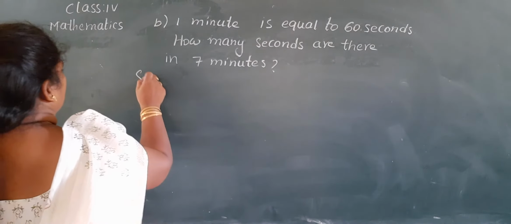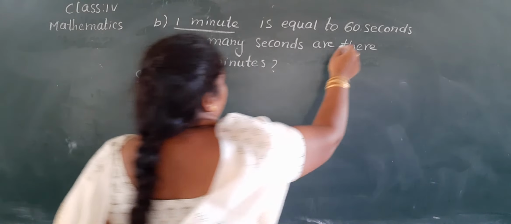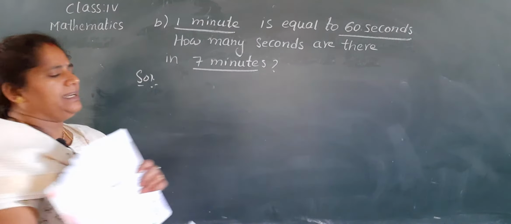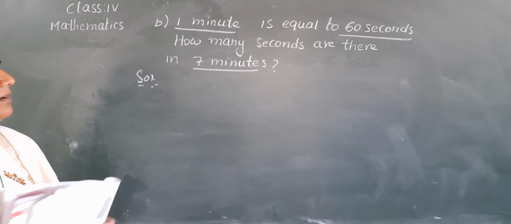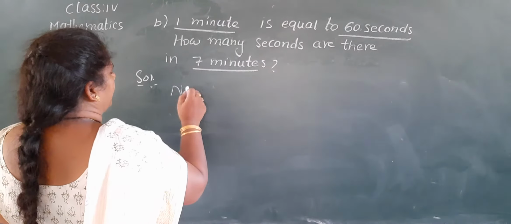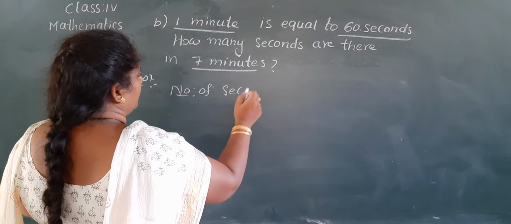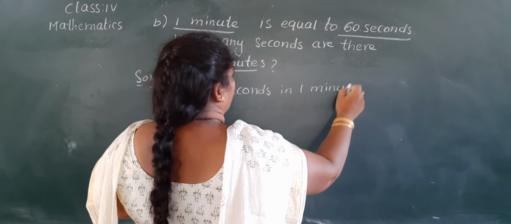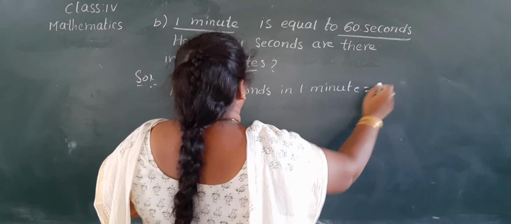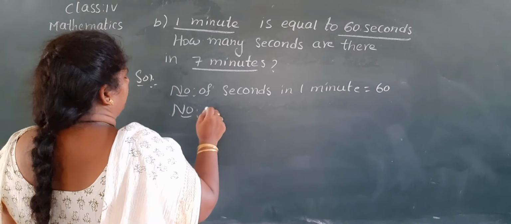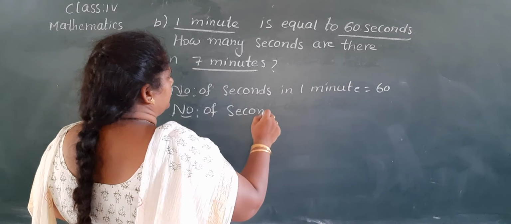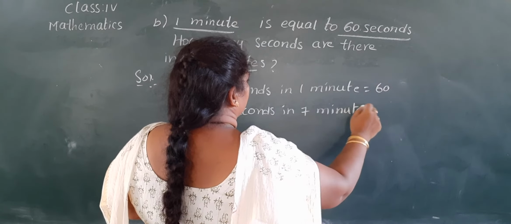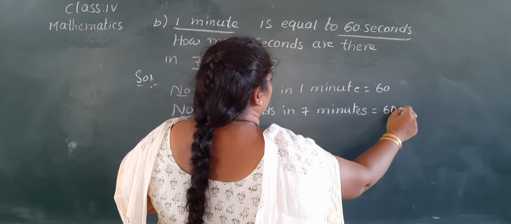See children, here what is given? 1 minute, and we know that very well. 1 minute equal to 60 seconds. Now we have to find how many seconds in 7 minutes. Okay, so number of seconds in 1 minute is 60. So now we have to find out 7 minutes. So number of seconds in 7 minutes equal to 60 into 7.